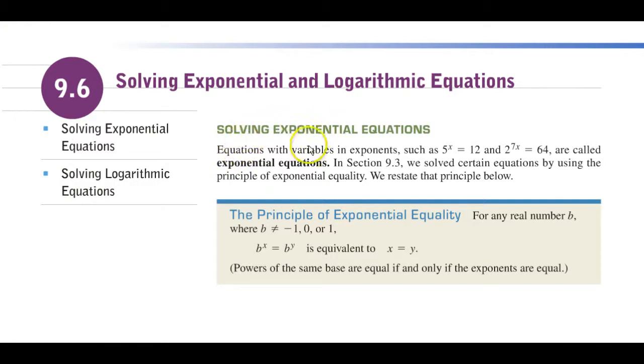Solving equations with variables and exponents such as 5 to the x equals 12 and 2 to the 7x equals 64 are called exponential equations. In section 9.3, we solved certain equations by using the principle of exponential equality. So we will go over it below. Now, what does it say?